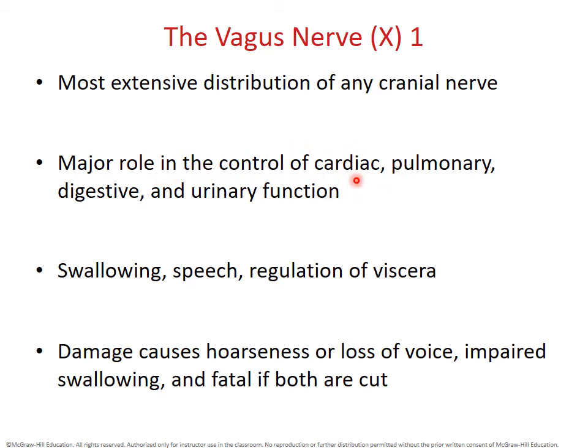So it has effects on heart function. It has effect on ventilation and pulmonary function. It is the main nerve that stimulates digestive function. It stimulates urinary function. It's involved in swallowing and speech, sort of parasympathetic regulation of those activities. So a very fundamentally important nerve of the parasympathetic nervous system. Like the glossopharyngeal nerve, the vagus nerve passes through the jugular foramen and then wanders throughout the body.